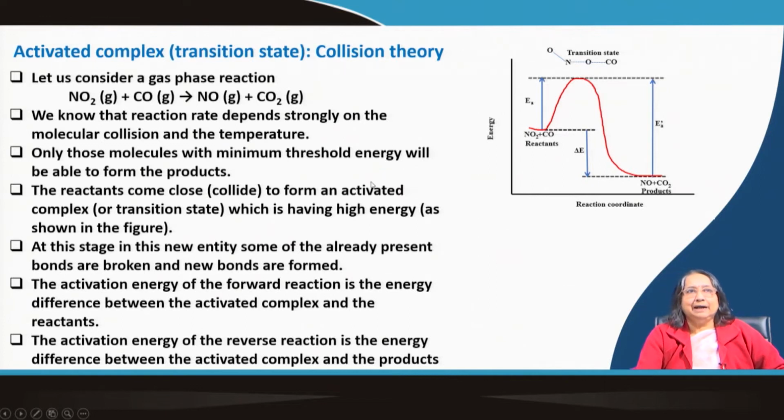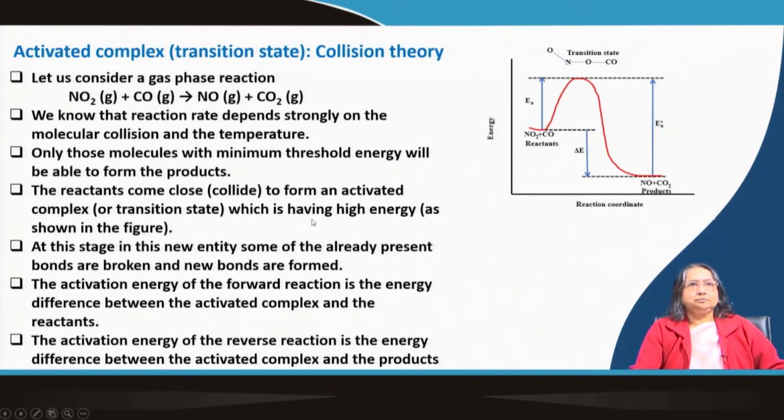Now, what is happening here? The reactants come close, meaning they will collide to form an activated complex. So, they are colliding and they are crossing an uphill, that means they are crossing an energy state. This is the activated complex, or it is also called the transition state, which is having high energy as shown in the figure. This is the energy, from here to here you can see it is the ground state, these are the molecules, and then they have to have some energy, and then they will cross the energy barrier, and then come to the product.